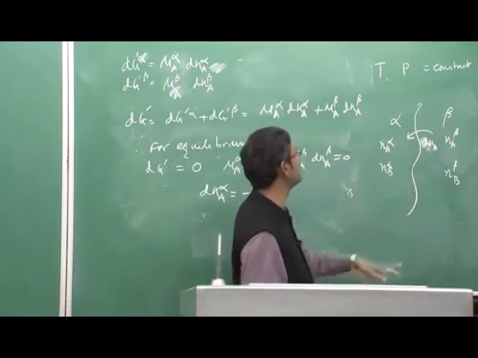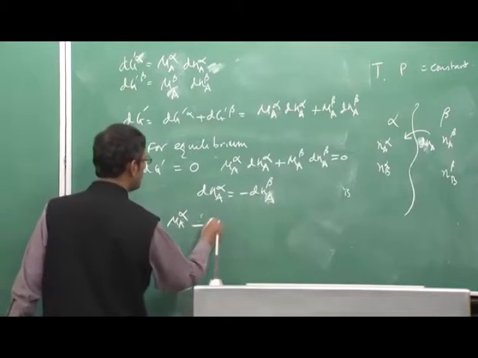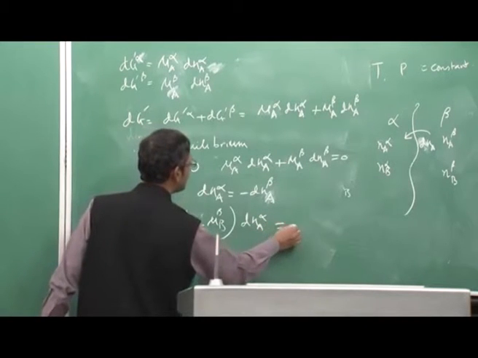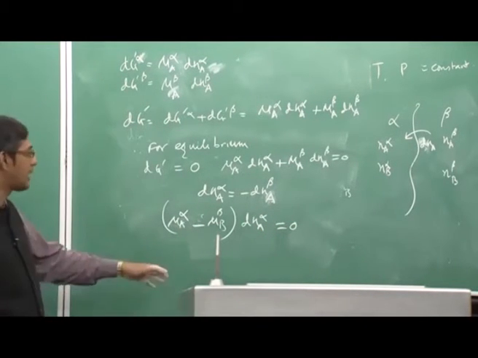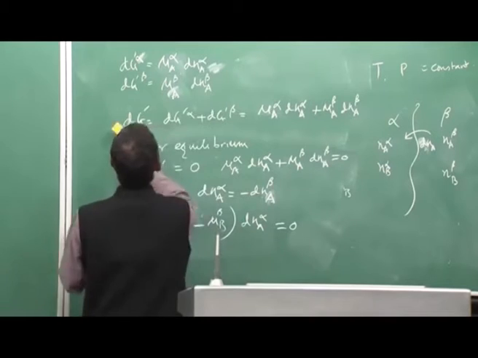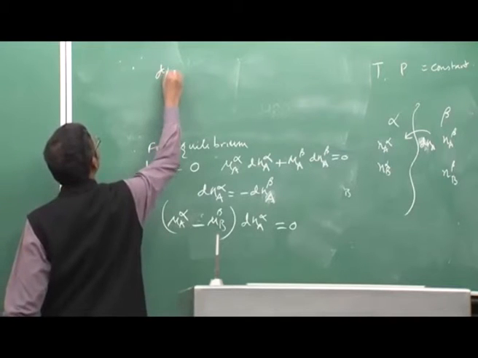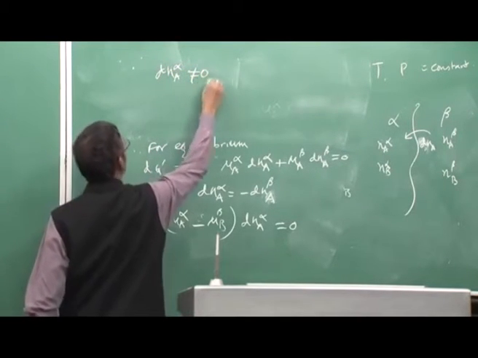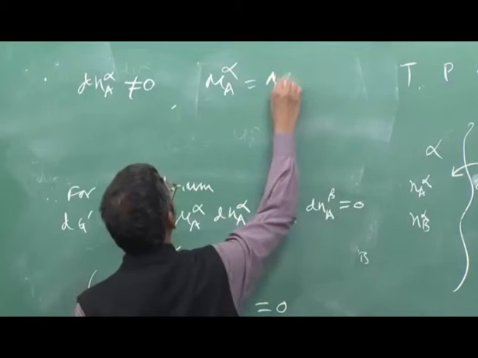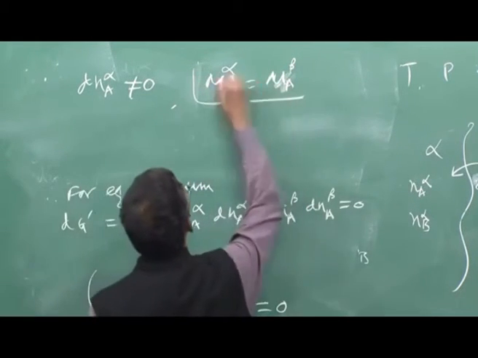So there is a change this way. That means I can write down mu A alpha minus mu A beta multiplied by dNA alpha is equal to 0. You cannot have dNA alpha be 0, because this is a mass and cannot become 0. So I can write down, since dNA alpha cannot become 0, mu A alpha equal to mu A beta. This is a very important condition in thermodynamics.